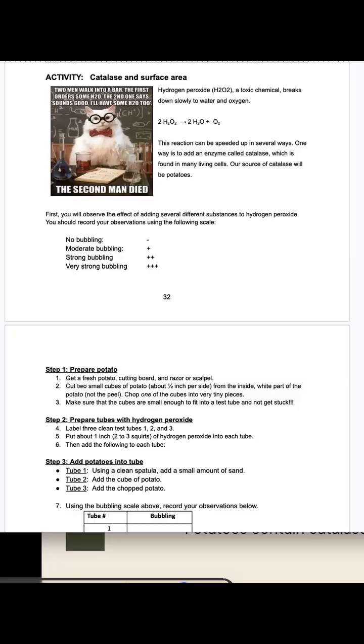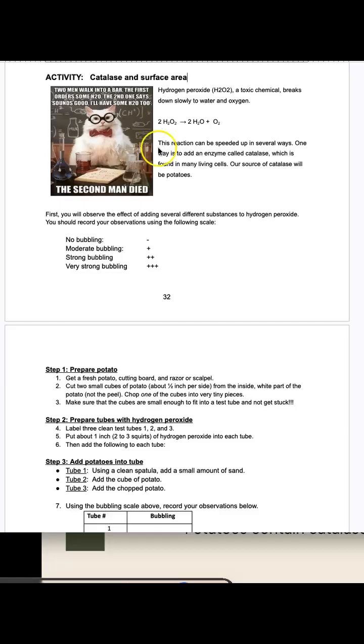So this is the activity that you just saw us do. Again, we're looking at hydrogen peroxide, and hydrogen peroxide can be broken down into water and oxygen. This reaction will occur naturally, but it gets sped up faster by using an enzyme called catalase. Recall that enzymes are proteins, and enzymes function by lowering the activation energy in different reactions to speed the reaction. All right, and we already mentioned that the catalase, our source, is going to be potatoes.